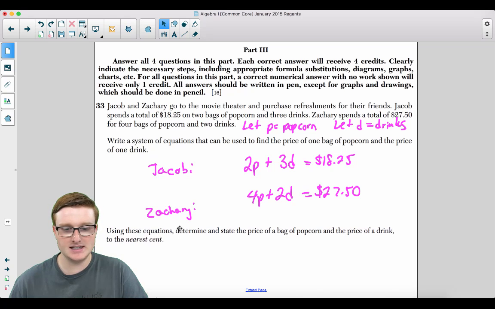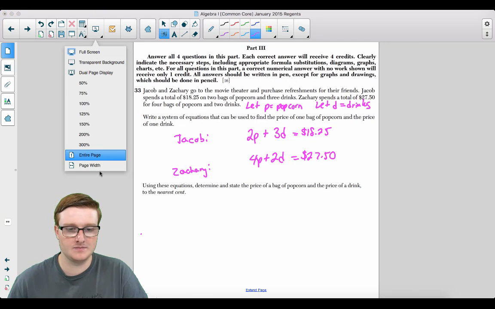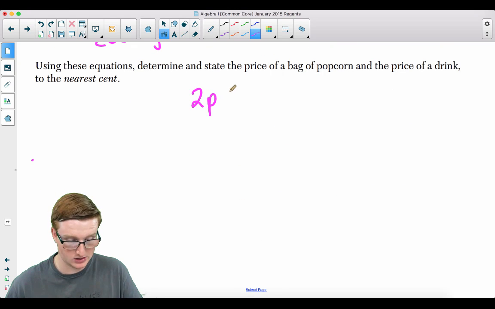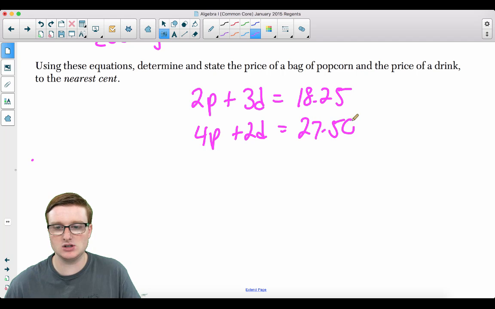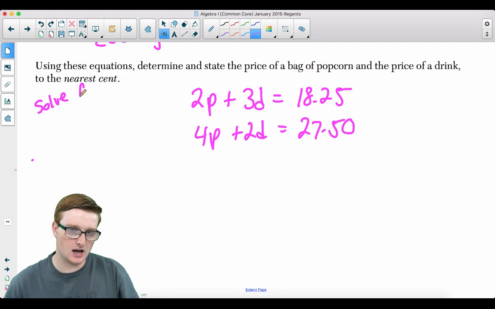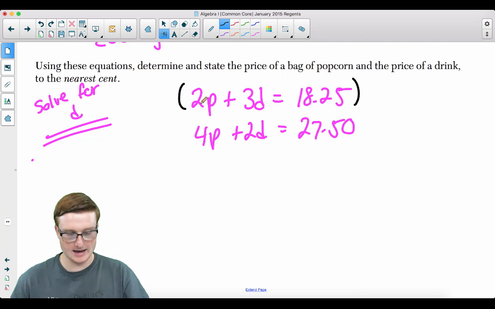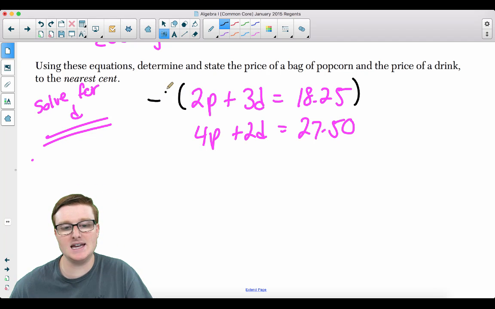Pretty simple so far. Then it says use these equations to determine and state the price of a bag of popcorn and the price of a drink to the nearest cent. So what we have to do is actually solve this. Let me just rewrite these. 2P plus 3D equals 1825, and 4P plus 2D equals 2750. The first thing I'm going to do is solve for D first. In order to solve for D, I'm going to multiply the top by -2. Remember, if you're solving for D, you have to cancel out the P values.